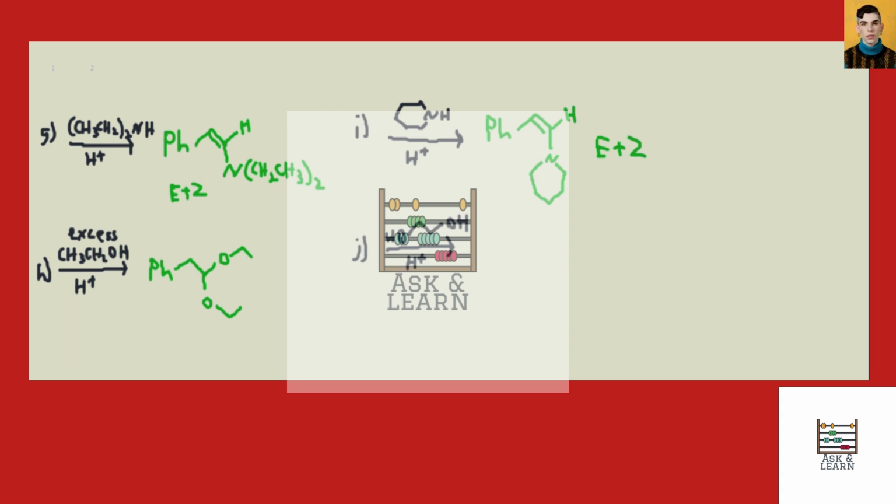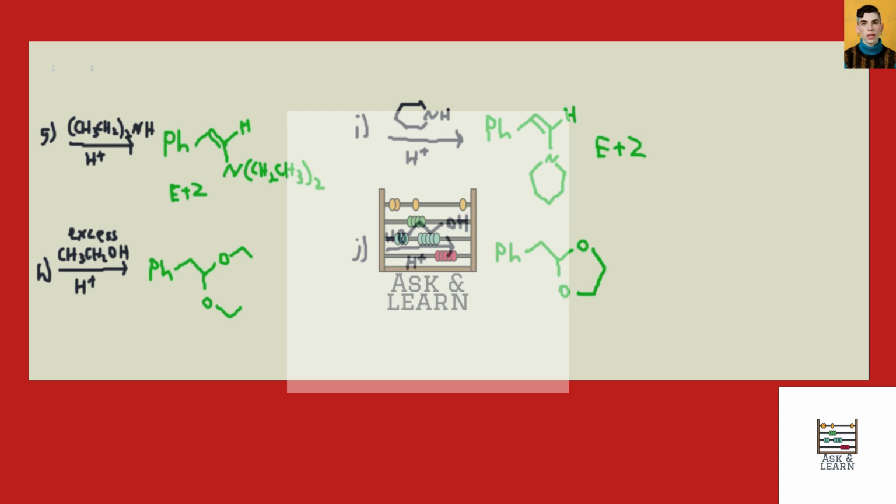And lastly, for J, we're going to form a cyclic acetal here using ethylene glycol. And so that is going to look like this. So there we go. There's our cyclic acetal.